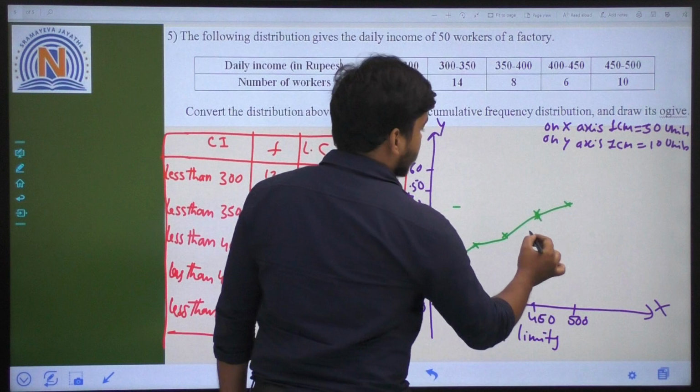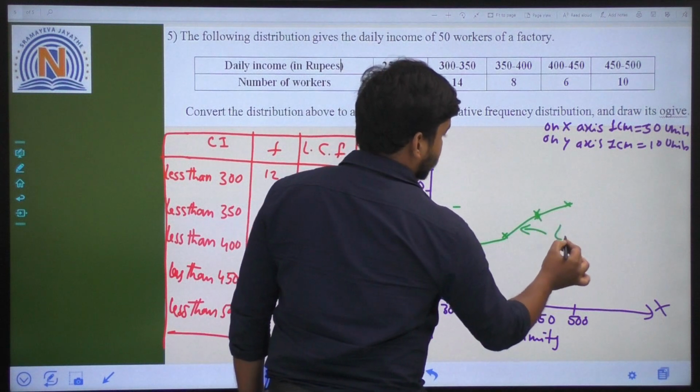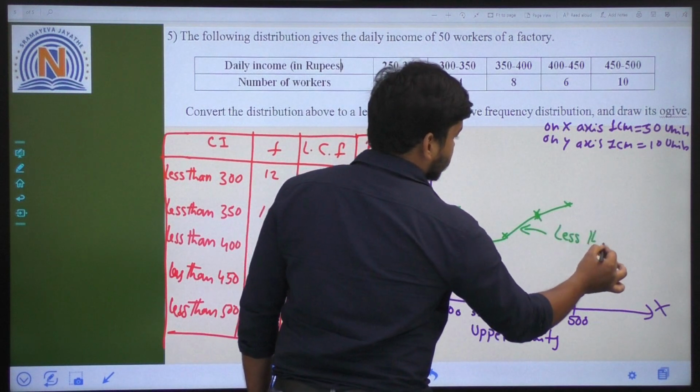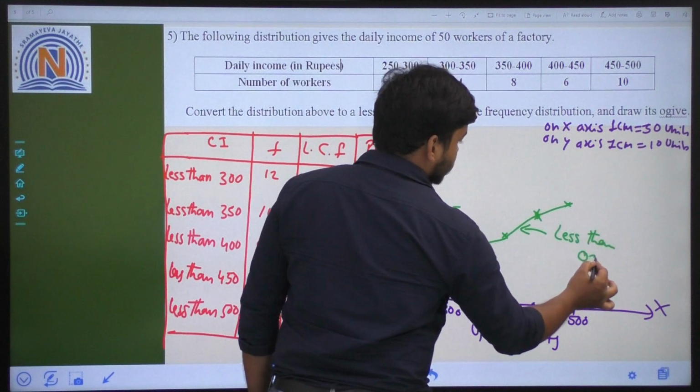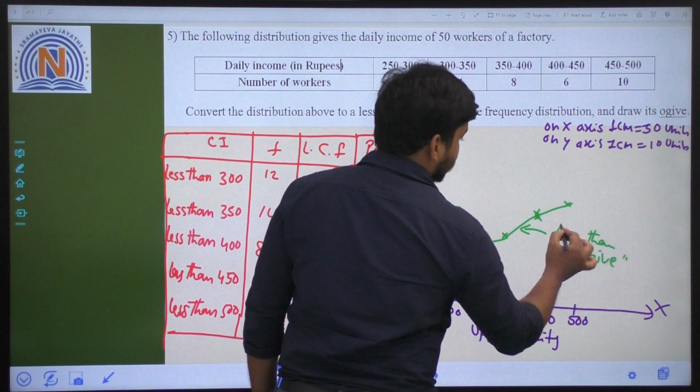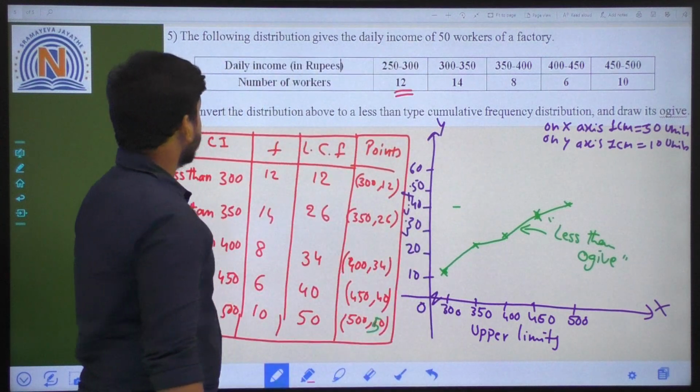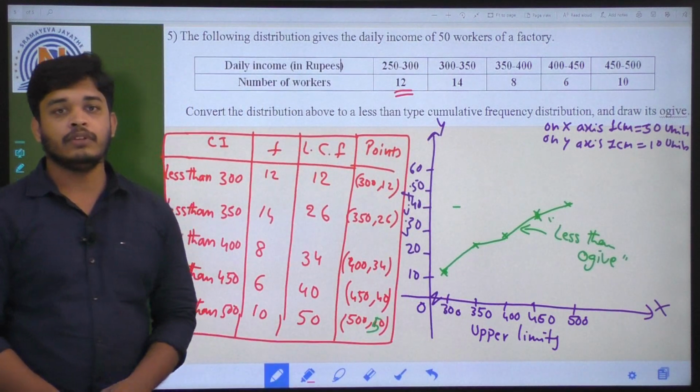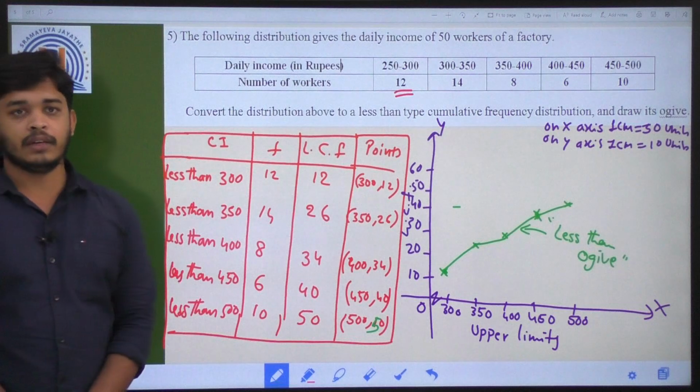This is a less than ogive. Understood? I hope this is helpful for you. Thank you students.